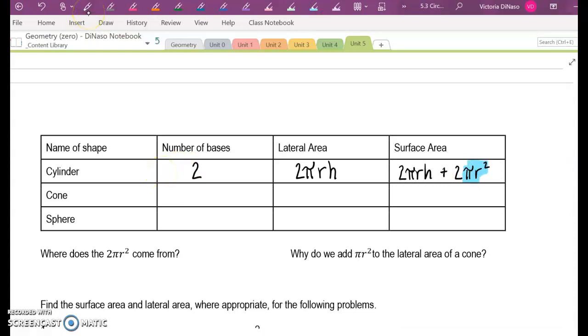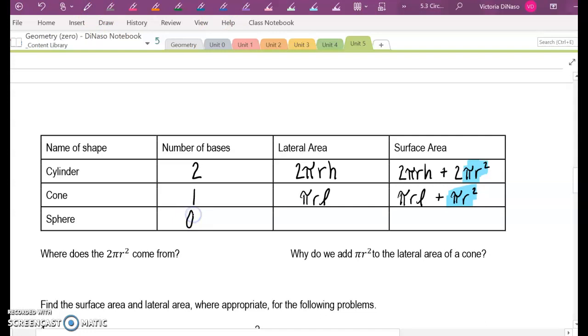For a cone, again, this is straight from your formula sheet. A cone only has one base, so to find the lateral area of a cone, we have pi r L, a cursive L for the slant height. And then the full surface area is pi r L plus just one pi r squared for one circular base. One circular base. And then finally, we have a sphere.